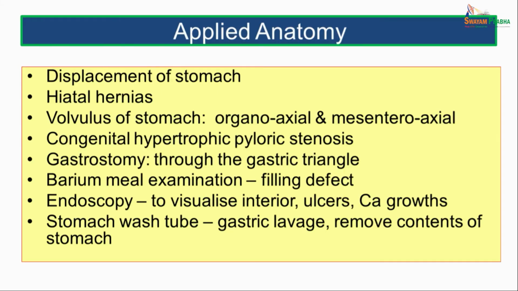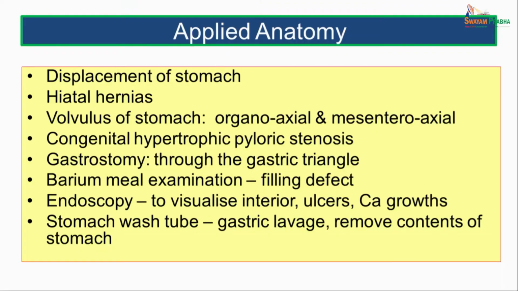It's the most common type of volvulus of the stomach, the organoaxial volvulus, whereas the mesenteroaxial volvulus is wherein the two ends of the stomach, the cardiac end and the pyloric end, are not fixed. They get mobile, they come towards each other, and that is what leads to the volvulus formation. This is a lesser seen variety of volvulus of the stomach.